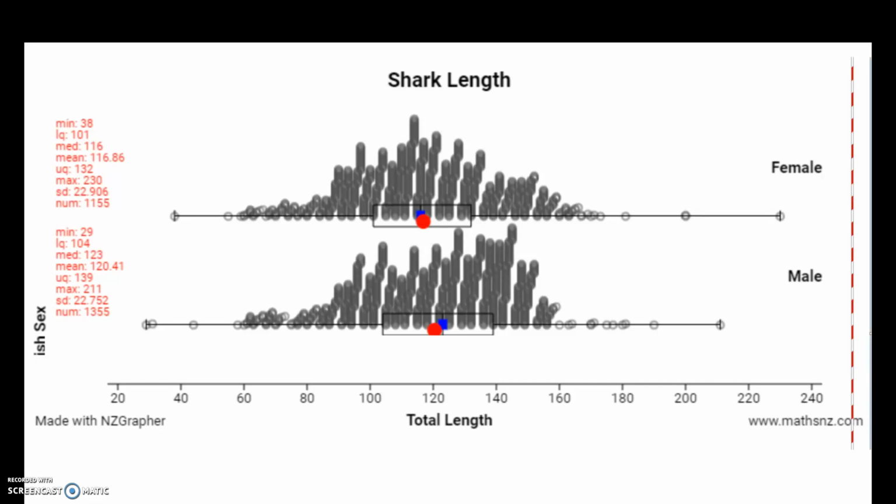What is obvious? The male's mean and median are both greater than the female's mean and median. So that's obvious. Specify. The female's mean is 116.86, whilst the male's mean is 120.41. Therefore, the male's mean is, you'd have to use a calculator, that minus that, roughly 4 centimetres greater than the female's mean. Comparing the medians, the male's median is 123 compared to the female's median of 116 centimetres. The centimetres puts it into context.